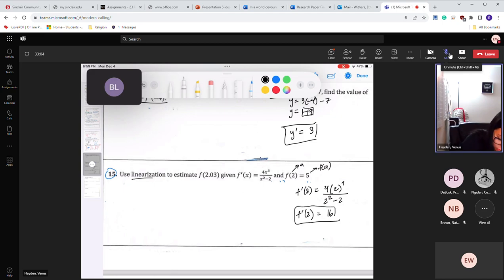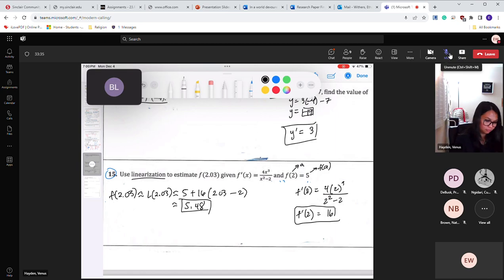So now it says use the linearization to estimate f of 2.03. Give me an approximate L of 2.03. The approximate f of a in this case is the 5 plus f prime, which is the 16, times the 2.03 minus the value of a, which is the 2. And that should give us the value of 5.48. And that is it. I think the linearization problem is the easiest of all that we've had so far.